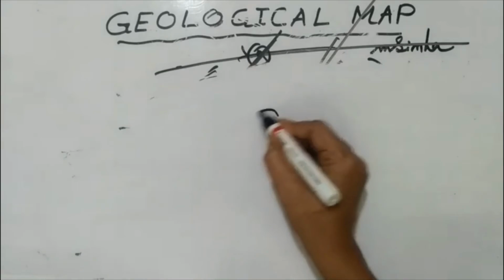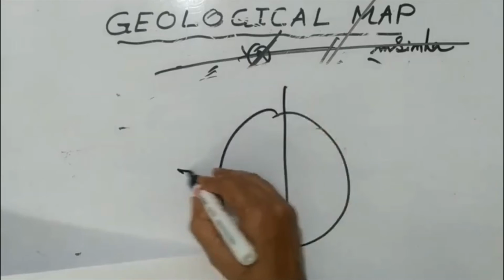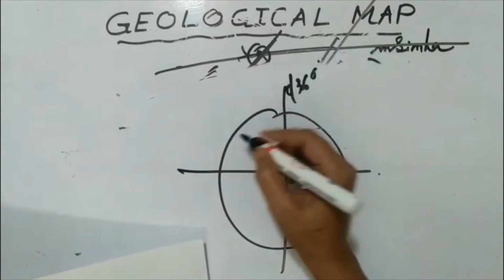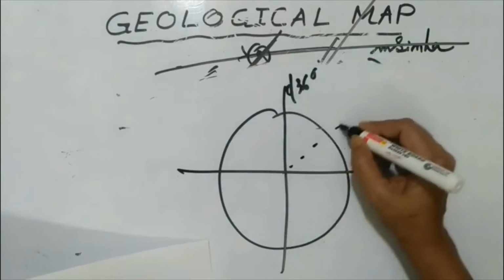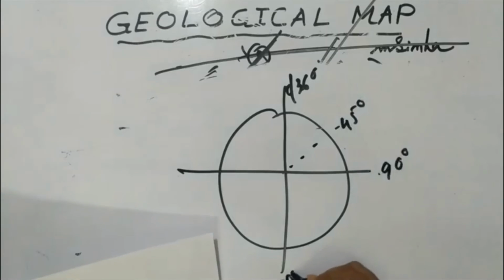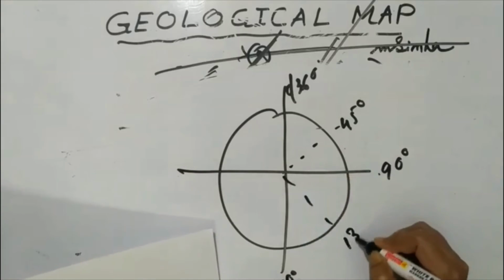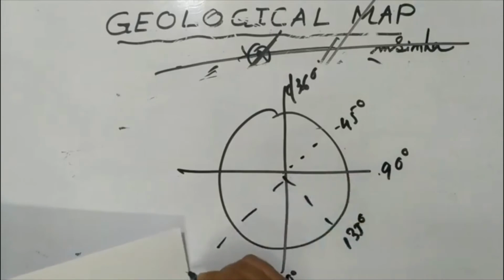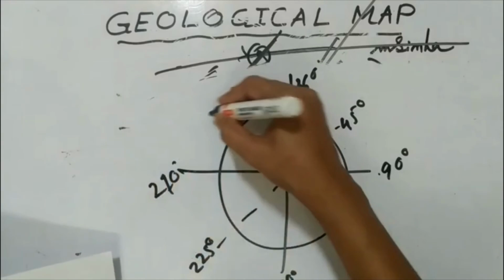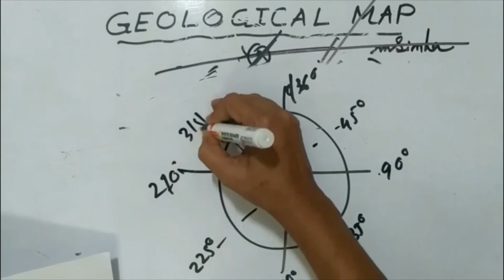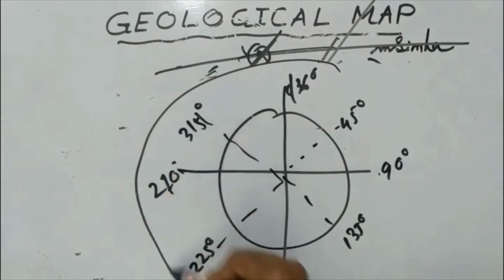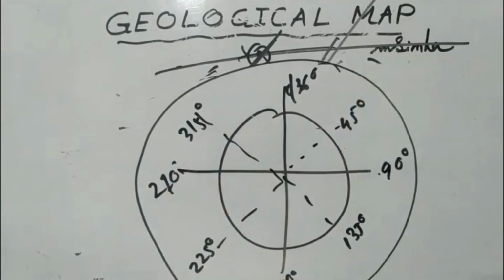If you have a protractor, suppose this is a round protractor, conventionally this is 0° or 360°. This is 45°, this is 90°, and 180°. 135° conventionally, and 225°, 270°, and 315°, and so on.